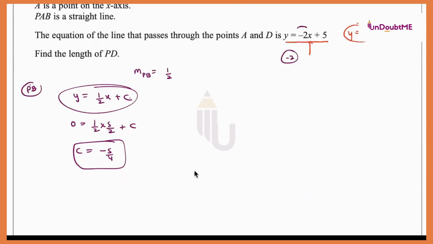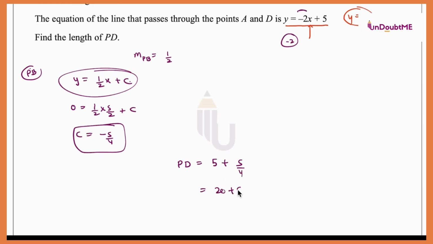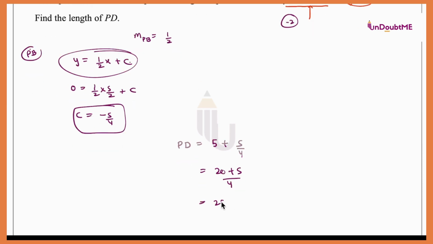Finally, to get PD, I will do 5 plus 5 by 4, that is 20 plus 5 by 4, and that is 25 by 4, which can also be written as 6 1 by 4 or 6.25. Whichever you write, that will be enough. Whether 6 1 by 4 or 6.25, both are equivalent, so you can leave your answer in any of the forms as per your choice.